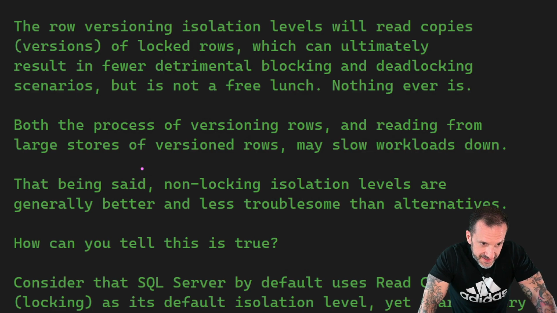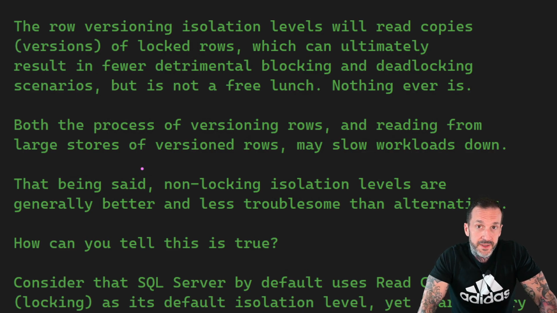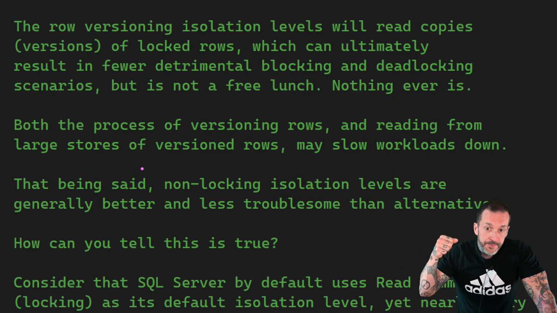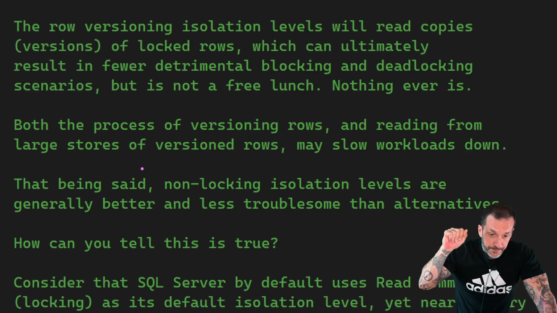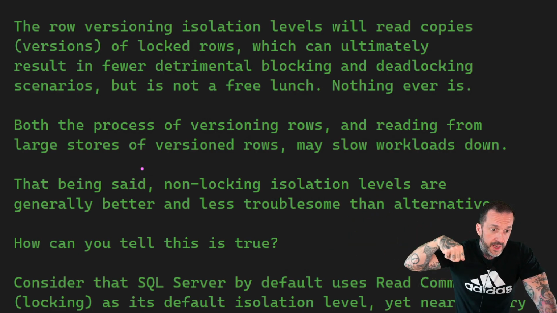But just to understand, in SQL Server, though the implementation of the row versioning isolation levels, I believe, is far superior, it's still not for free, right? Because you have to version the rows, and you have to read from potentially large stores of versioned rows, even queries that just have to go and check to see if there are versions of rows they might have to read. That's not free.